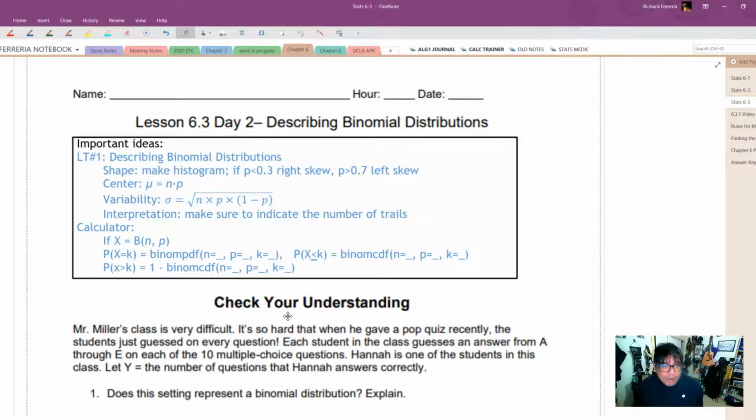Now for the center, that's just going to be mu, and mu is n times p like we saw before.